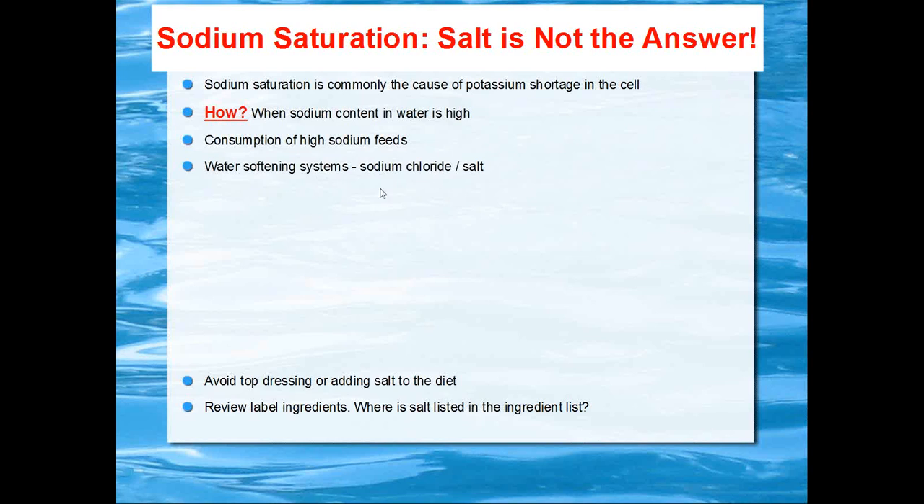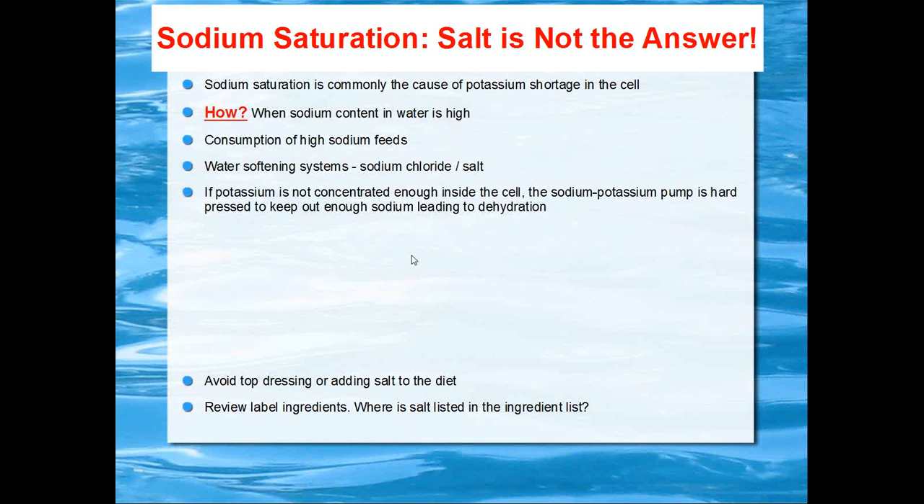Water softening systems. If your water that's going out to the barn is running through a water softening system and you're using sodium chloride, you're going to have sodium saturation problems. And I always tell people to shut that off for drinking water.